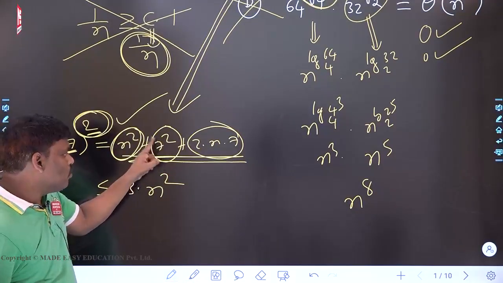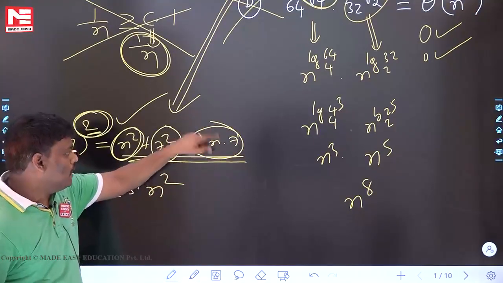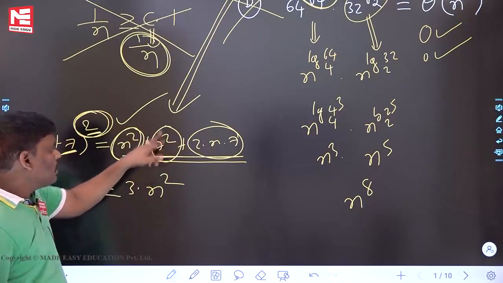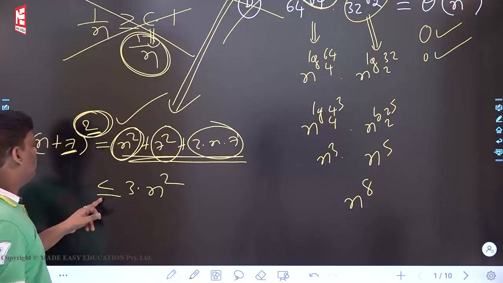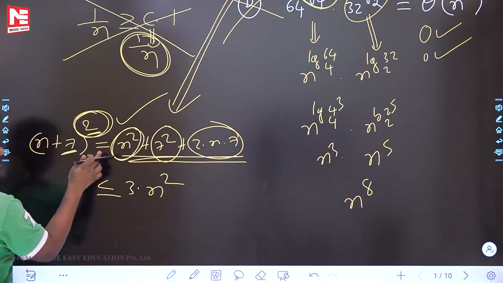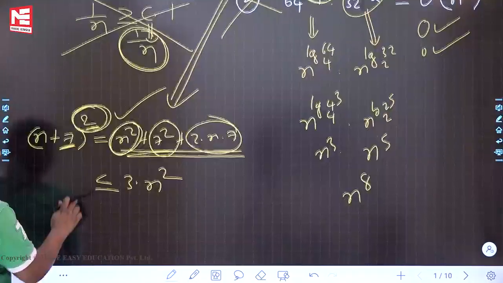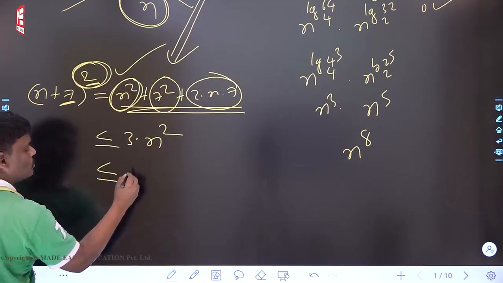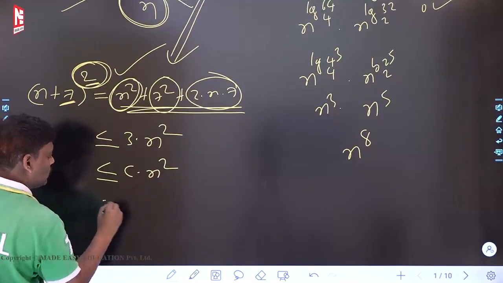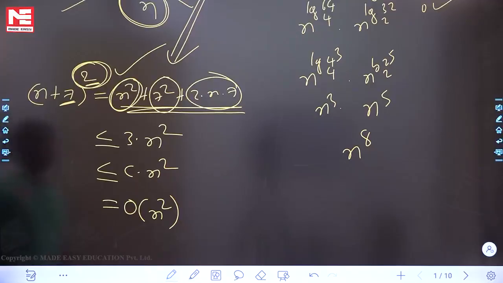Even though here is 7 square, I took n square. Even though here 2 into n into 7 is there, I took n square. Totally 3 n square came. Because of a little bit extra, I have taken less than or equal to. If I don't take more, if I don't take less, it is equal. Because I am taking a little bit extra, it became less than or equal to 3n square. This can be written as less than or equal to some c into n square. This is nothing but big O of n square.